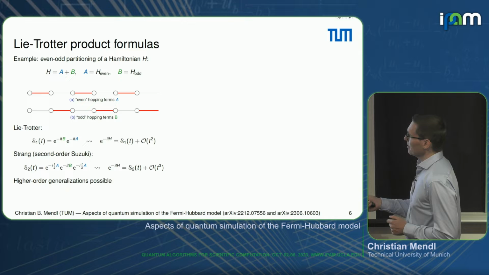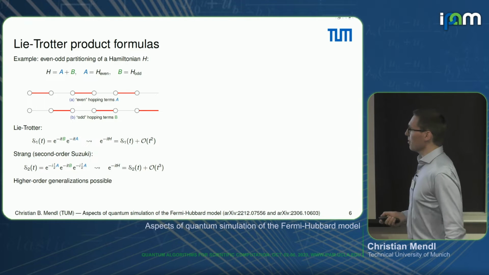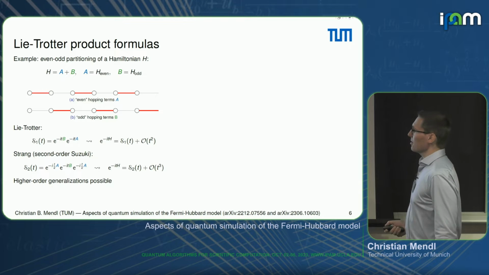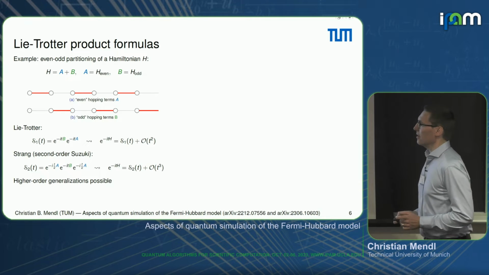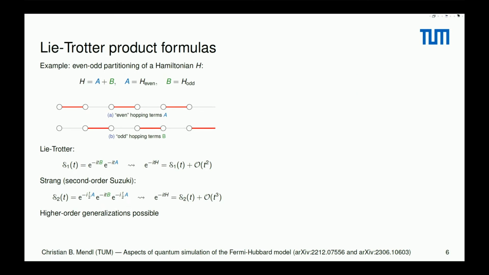The point is that these terms don't overlap; they have non-overlapping support. So if you convert this to quantum gates, you can apply these gates in parallel, exactly in principle. Then what the Trotter splitting does is approximate the true time evolution, at least in the lowest order, by these two matrix exponentials of A and B separately. This gives a first order method, but there are also higher order generalizations possible.